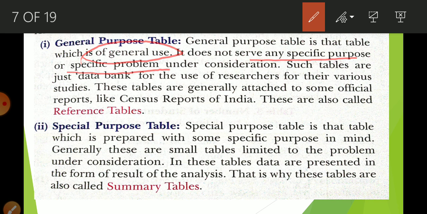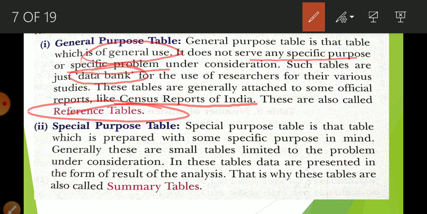So it does not introduce any specific purpose or specific issue. It is like a data bank, meaning it is going to have each and every piece of information on an issue, like the census of India. Here the example given is the census report of India. It is also known as a reference table. Why? If you want to know anything, density, sex ratio, child sex ratio, number of males and females of India, or of any district, any village, you can get the information. So in this way, general purpose tables are data banks. It is going to have each and every piece of information.